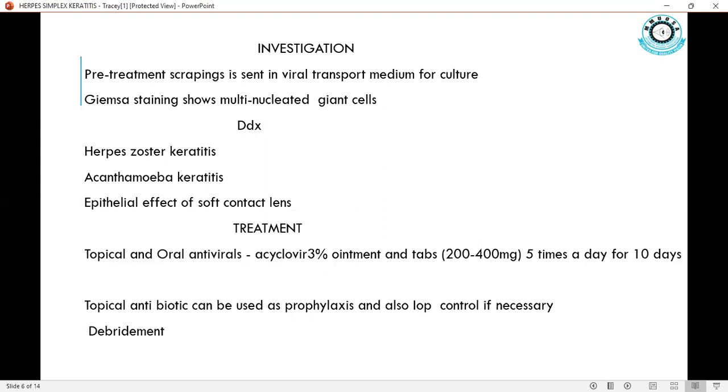And as well, while you are treating the epithelial keratitis, you can consider giving antibiotics. That's just for prophylaxis, though. It cannot treat the ulcer. Just for prophylaxis. So in the next slide, we'll see the pictures of what I've been talking about.